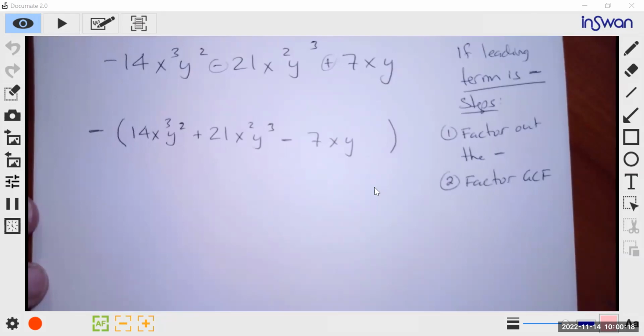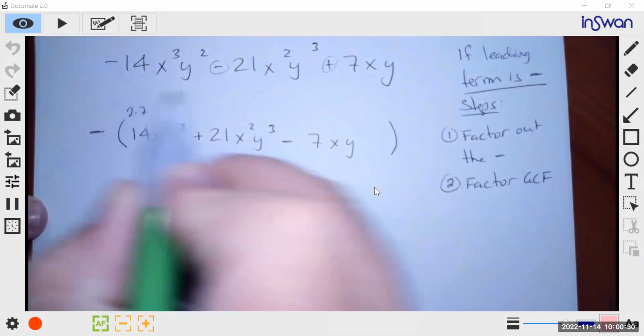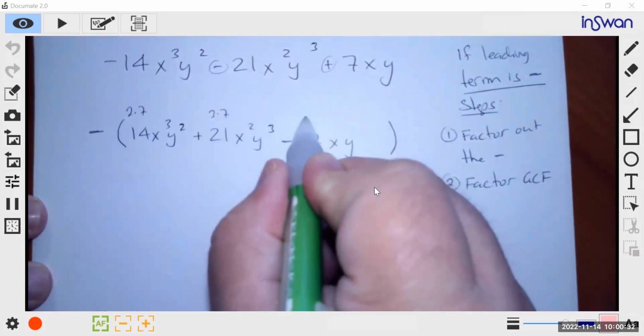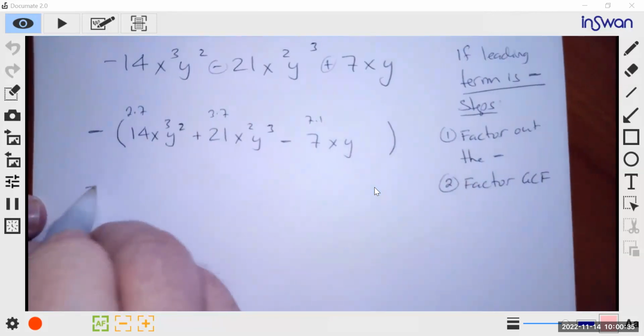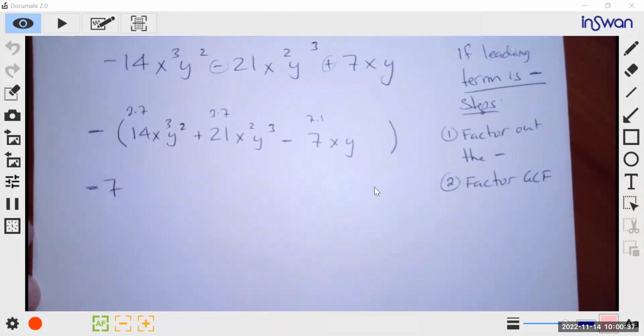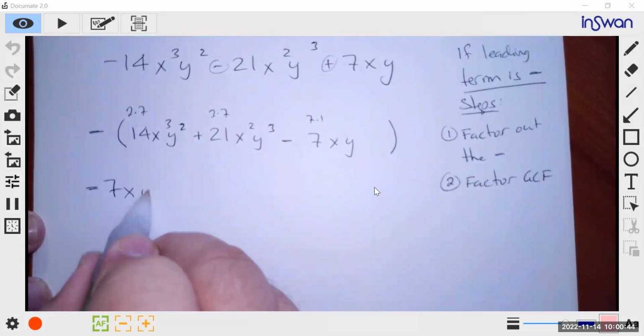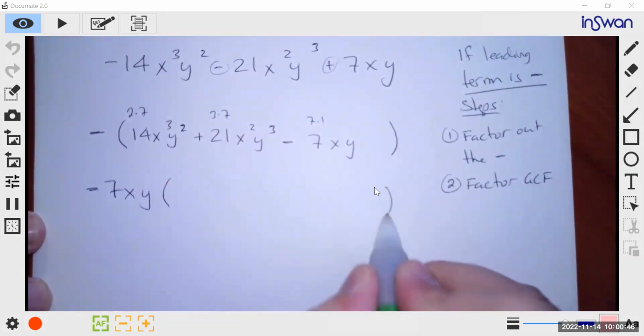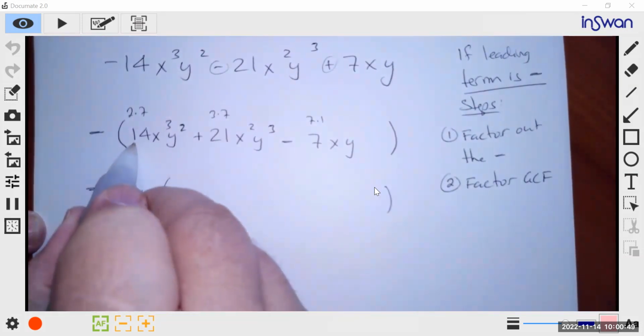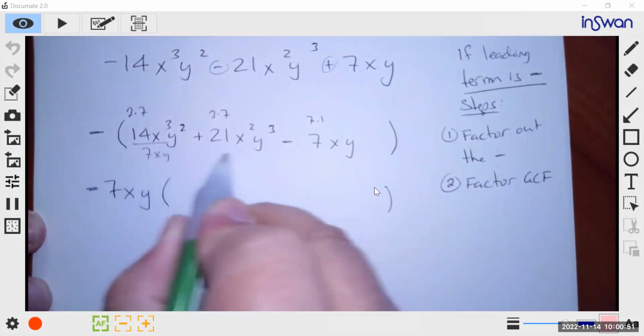Greatest factor has the greatest common factors. So what number do they have in common? Yeah, 14 is 2 times 7. 21 is 3 times 7. 7 times 1. So we have a 7 they all have in common. How many x's do they have in common? 1. How many y's? Very good. So we divide each of these by 7xy.